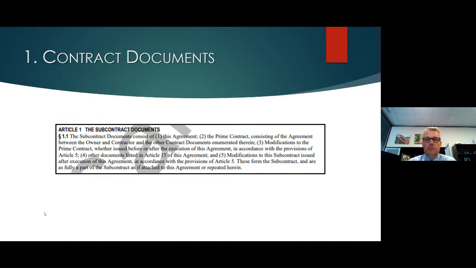For example, there can be flow down provisions, pass-through provisions that basically say the subcontractor gets what the general contractor gets, no more, no less, things of that nature. You want to make sure you are aware of those things before you sign on the dotted line.